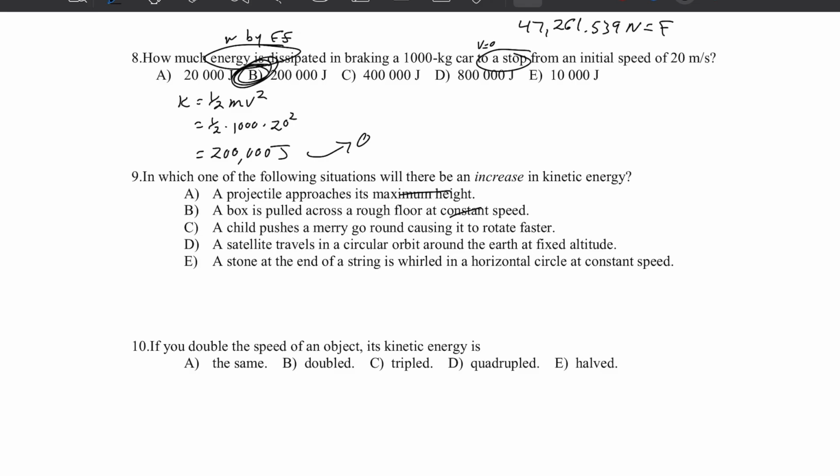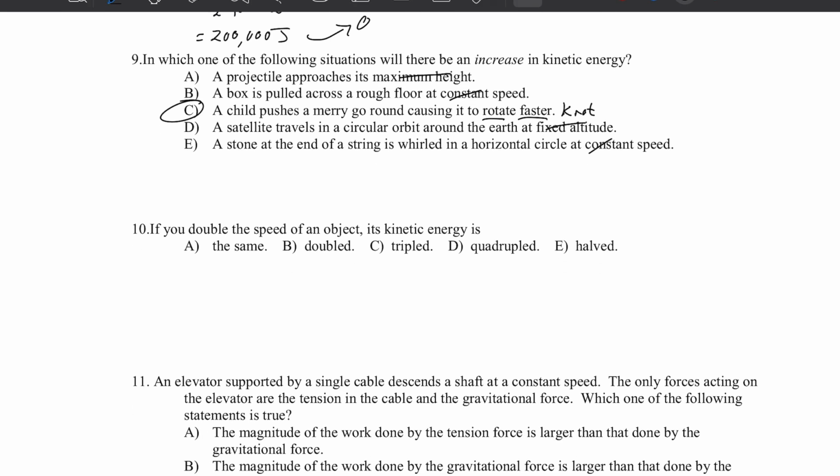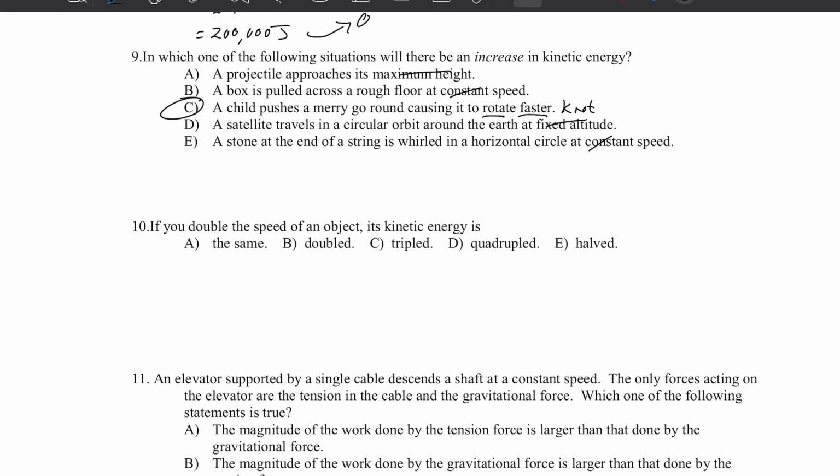In which of the following situations is there an increase in kinetic energy? Well, if you increase your height, you're generally going to be slowing down. If you're at constant speed, you're not increasing kinetic energy. C says you're going faster. That's kind of good. Going around a fixed altitude or constant speed, those don't mean you're getting more kinetic energy. To be fair, this is rotational kinetic energy. We'll get into that in the spring. But when you see something moving faster, that is still an increase in kinetic energy.